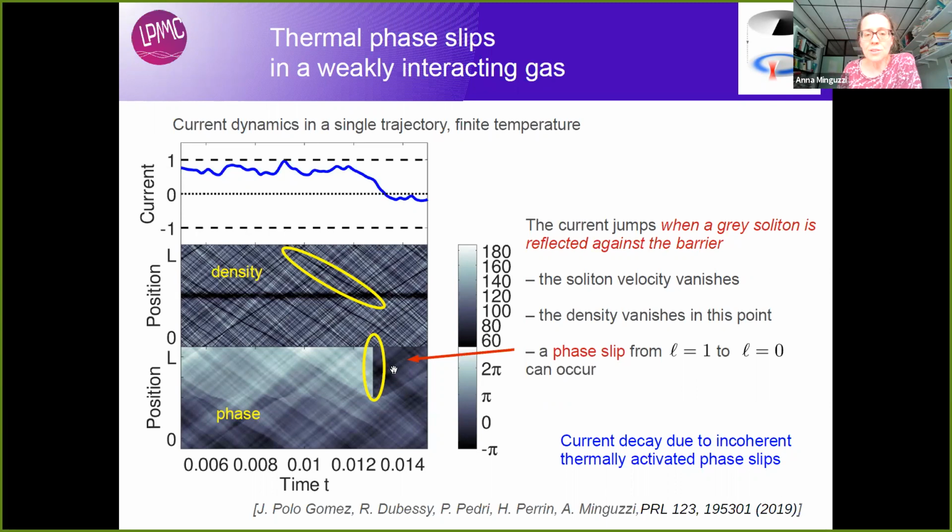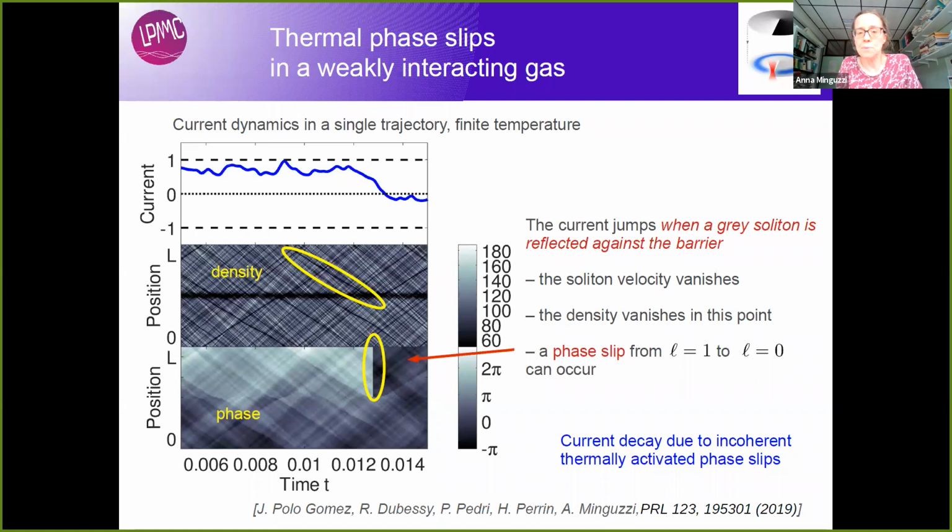And so in fact, what happens is just that at the moment where this soliton is reflected by the barrier, its velocity vanishes, the density vanishes, and then we can let the angular momentum go out from the system. So this is a phase slip, but it is an incoherent phase slip. It's thermally activated by some thermal noise that we have added in the simulation. So in the weakly interacting regime, we see that there will be decay of the current, and this is due to phase slips.